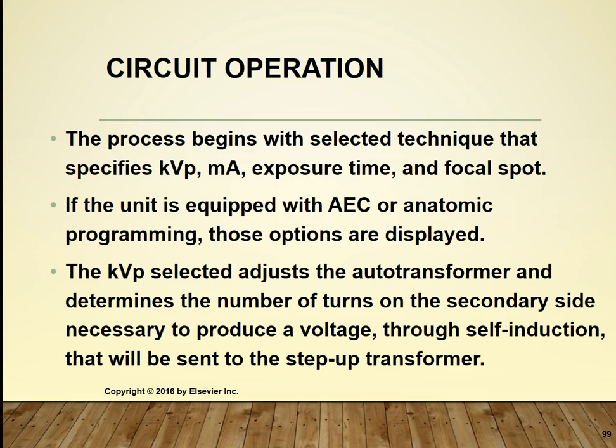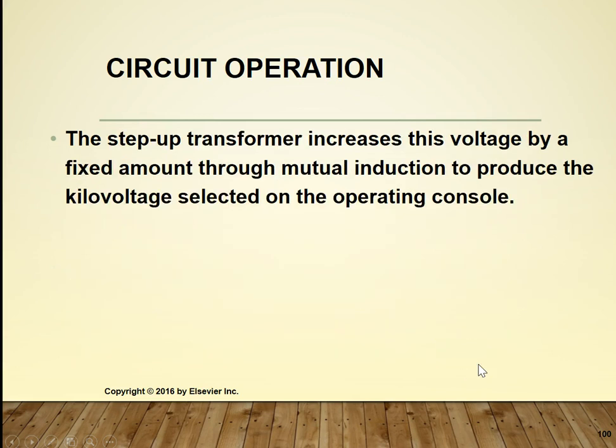The kVp that you select adjusts the autotransformer, which determines the number of turns on the secondary side that will produce the voltage through self-induction, because it's an autotransformer, that will be sent to the step-up transformer. Then the step-up transformer increases the voltage by a fixed amount through mutual induction to produce the kilovoltage selected on the operating console. And this transformer represents the transition from the primary to the secondary circuit.